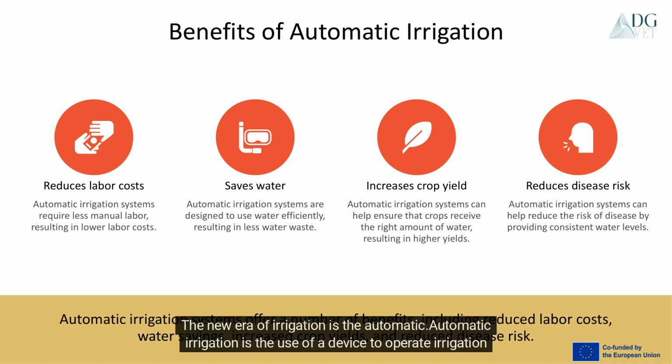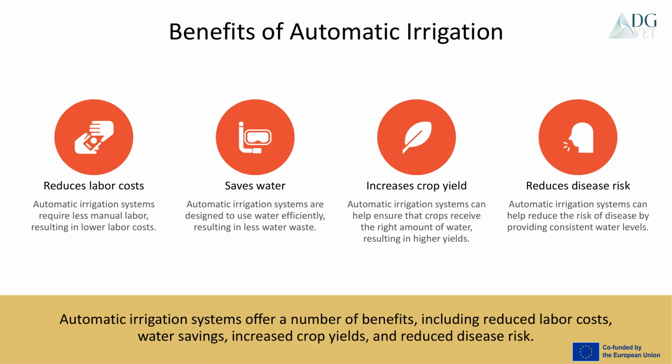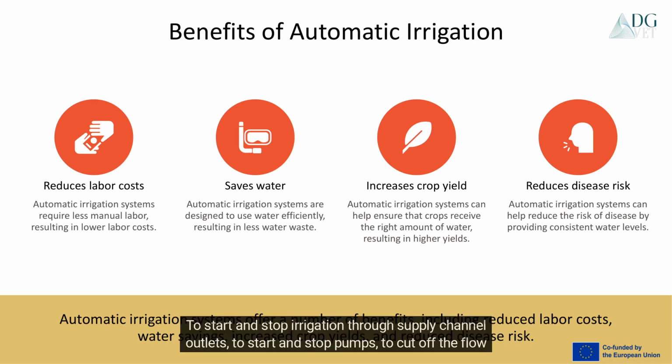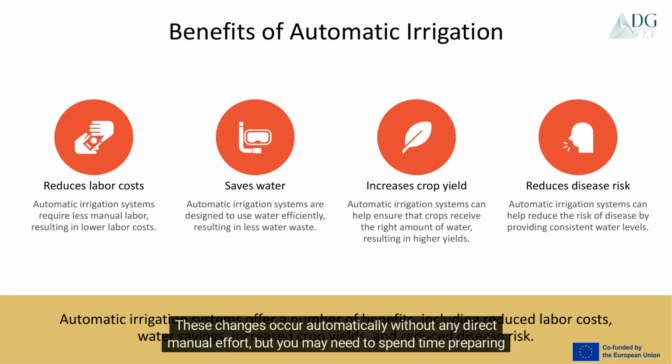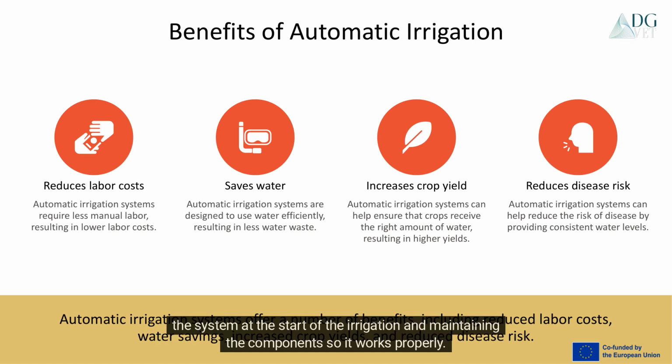The new era of irrigation is the automatic. Automatic irrigation is the use of a device to operate irrigation structures so the change of flow of water from bays can occur in the absence of the irrigator. Automation can be used in a number of ways: to start and stop irrigation through supply channel outlets, to start and stop pumps, to cut off the flow of water from one irrigation area, either a bay or a section of channel, and directing the water to another area. These changes occur automatically without any direct manual effort, but you may need to spend time preparing the system at the start of the irrigation and maintaining the components so it works properly.